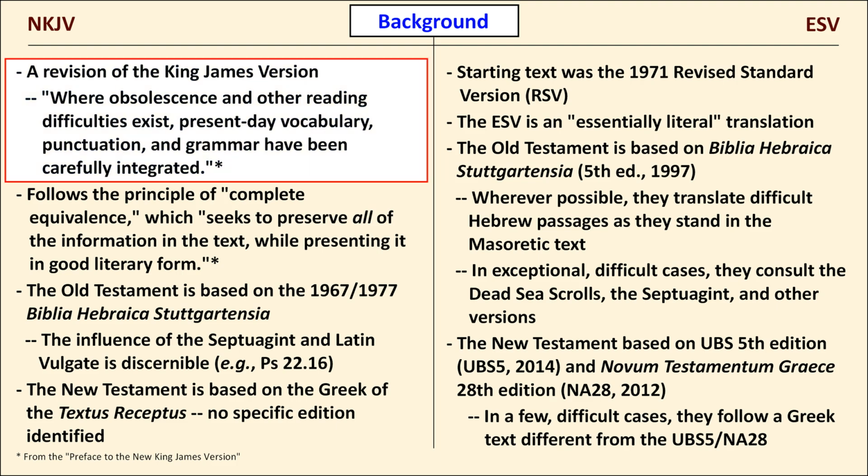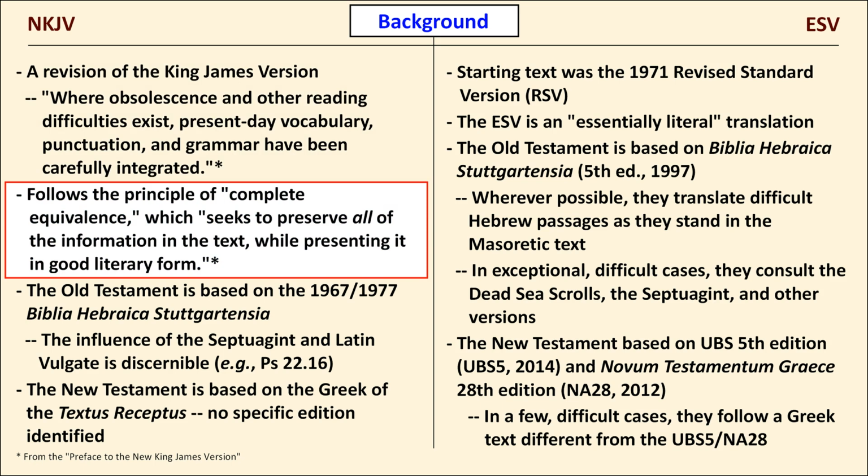The New King James Version is a revision of the King James Version. It has replaced archaic language with present-day vocabulary, punctuation, and grammar. The translators called their translation philosophy complete equivalence. They sought to preserve all the information in the text while presenting it in good literary form.